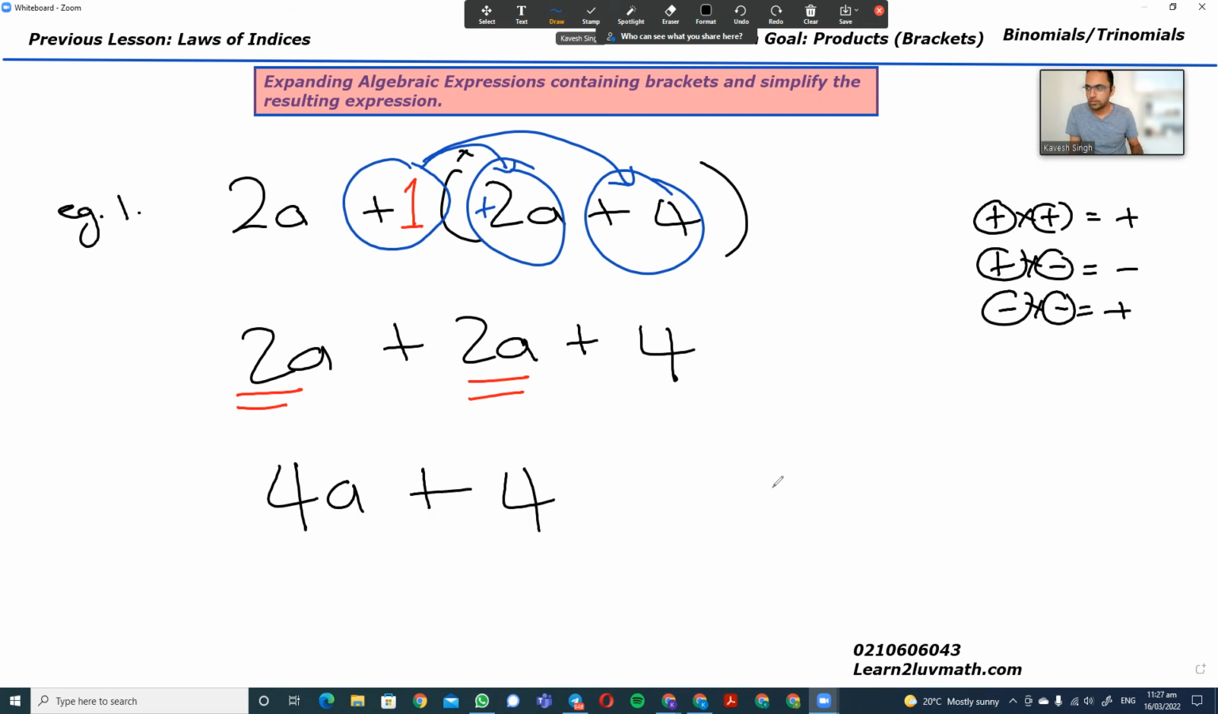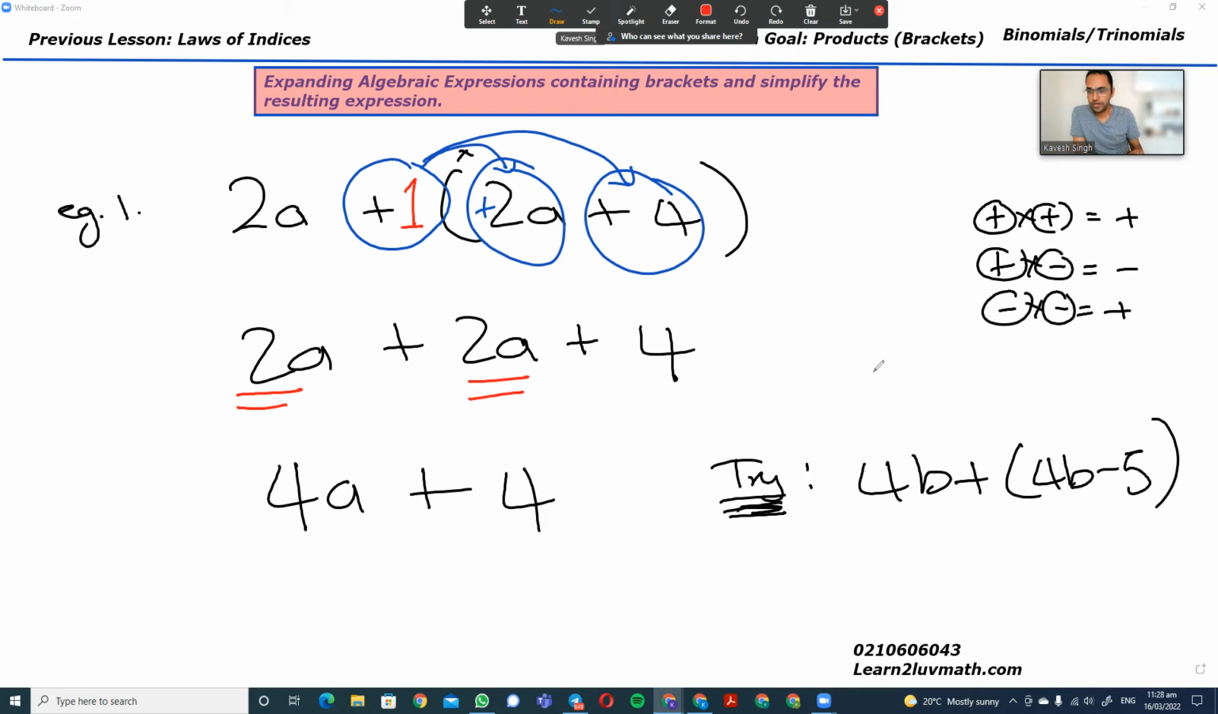All right, so before we continue, you can try this example. Try 4b plus 4b minus 5 and see what you can get from there. Press pause. I'll press pause as well. Thanks. All right, let's go through it now.